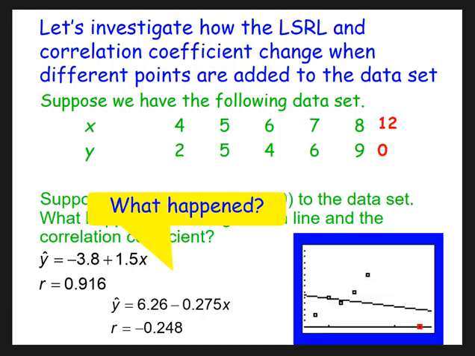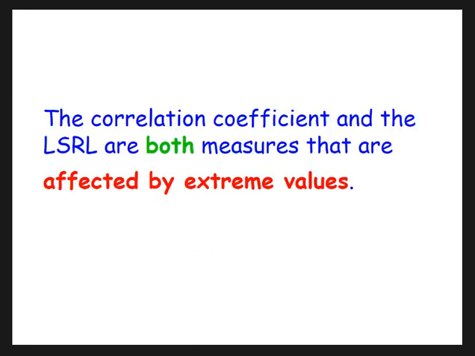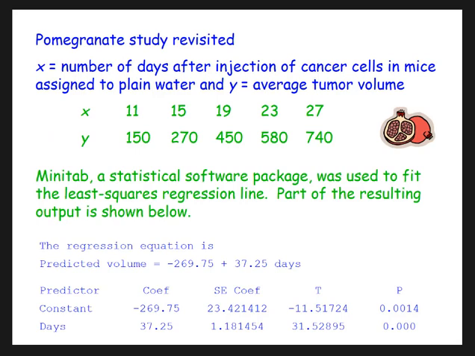The point (12, 0) is going to be a point way down here. Now that's an extreme outlier. Notice it totally changes the tone of our equation. We actually get a negative slope instead of a positive slope. So remember, both the correlation coefficient and the least squares regression line are extremely affected by those outliers, those extreme values.